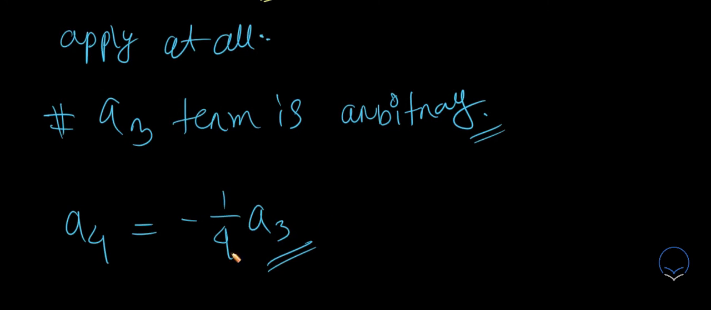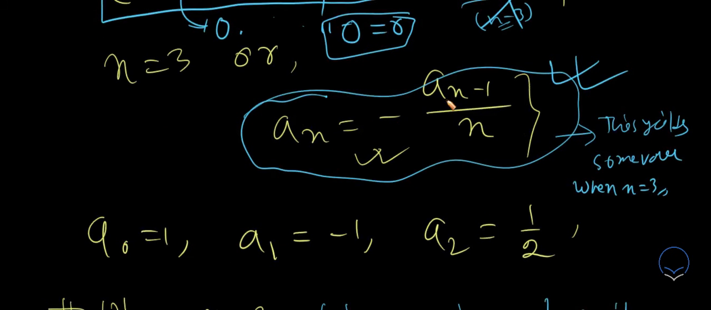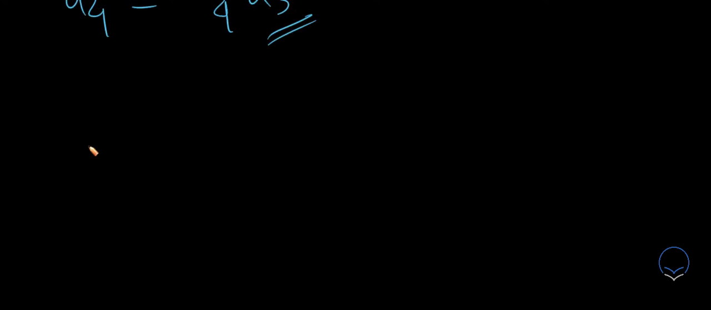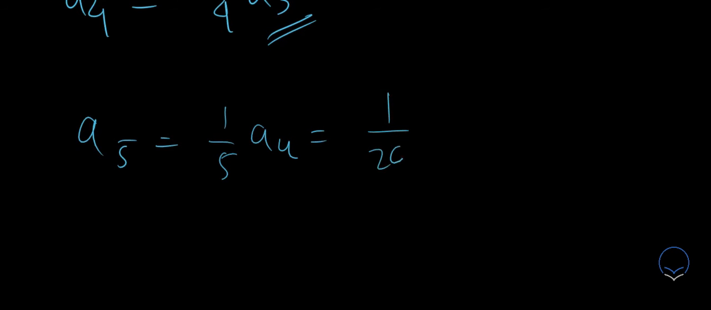This is the subtle part, because you can see that this recursion is saying a of n is equal to minus a of n minus 1 divided by n. So when n equals 4, this becomes 3, right? And again you can go for a5. However, a5 will come in terms of a4 as well. This will just be 1 by 5 a4, but a4 is in terms of a3, right? So you will have this 1 by 20 a3 thing.